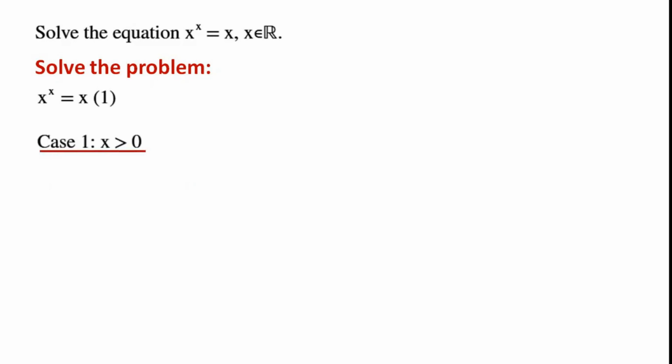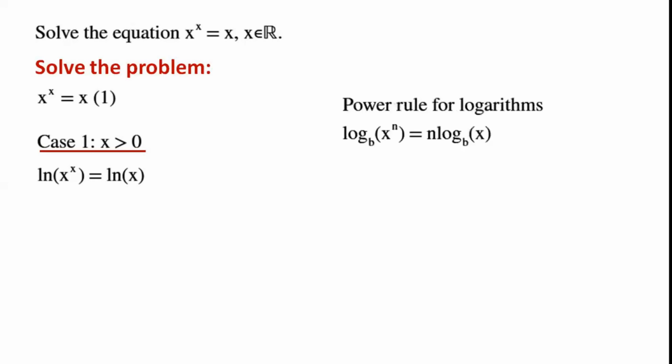Case 1, x is greater than 0. We take ln on both sides of the equation. Power rule for logarithms: log to the base b of x to the power of n equals n log to the base b of x. So we can now write x ln x equals ln x.